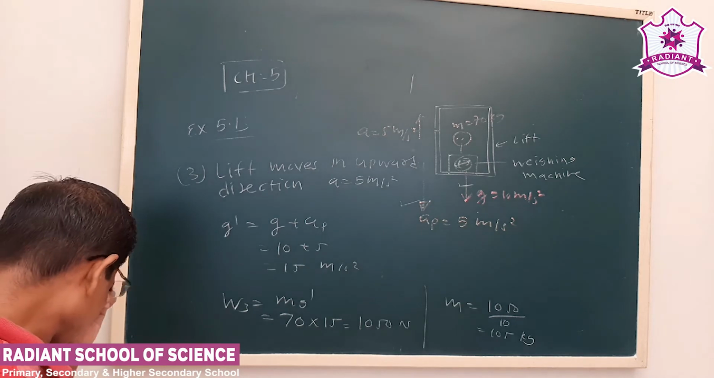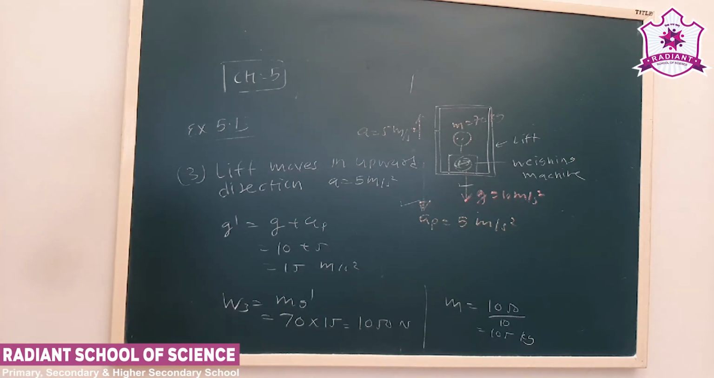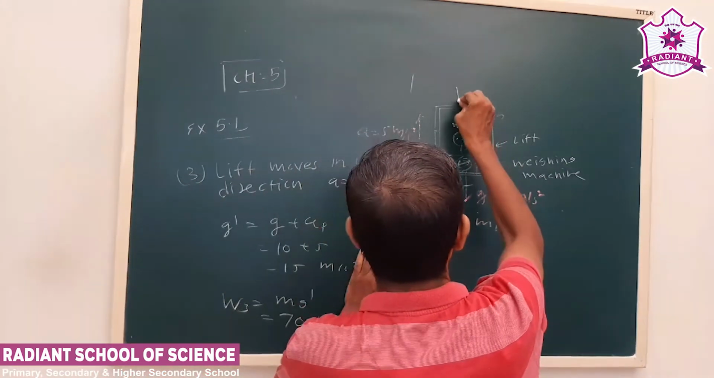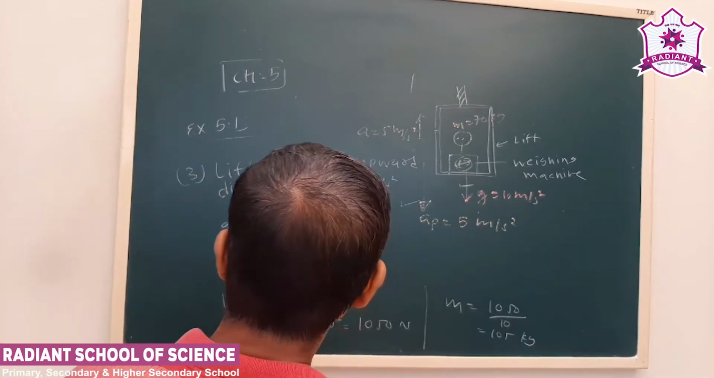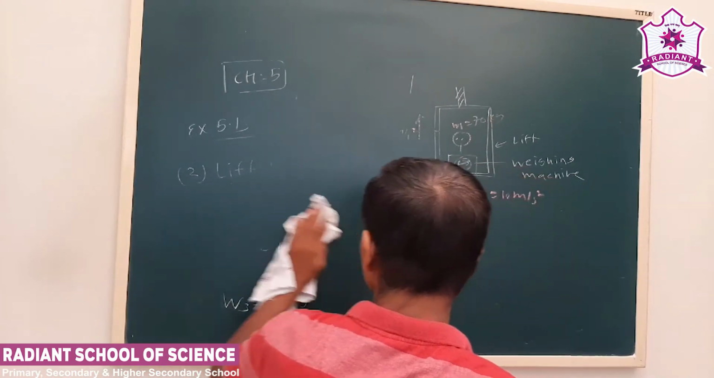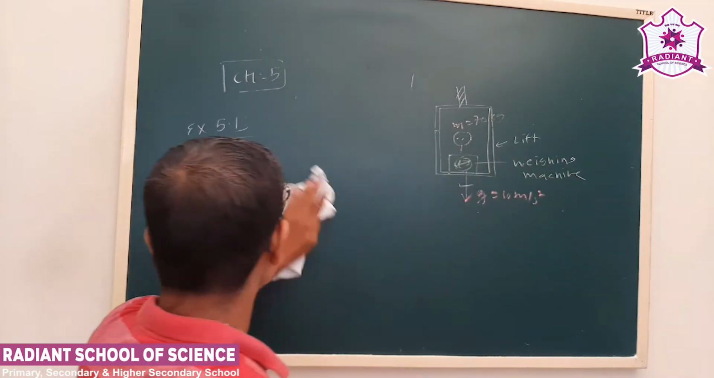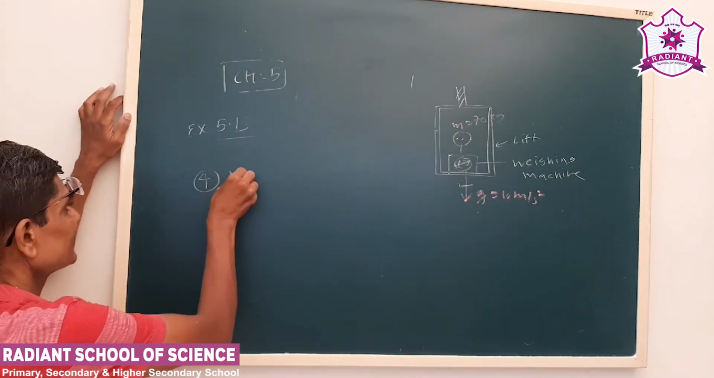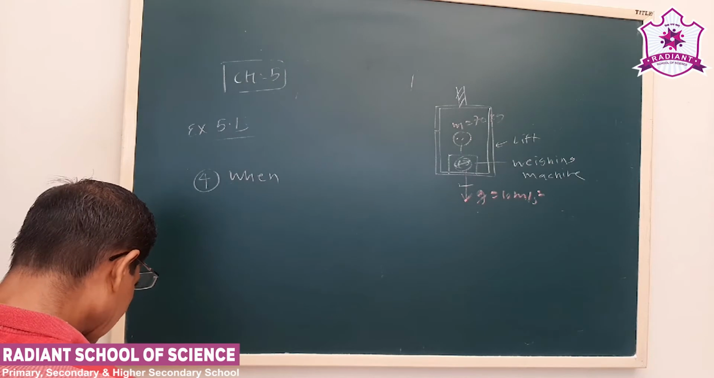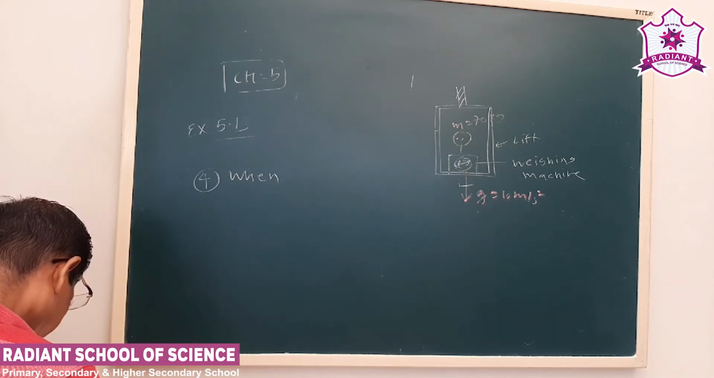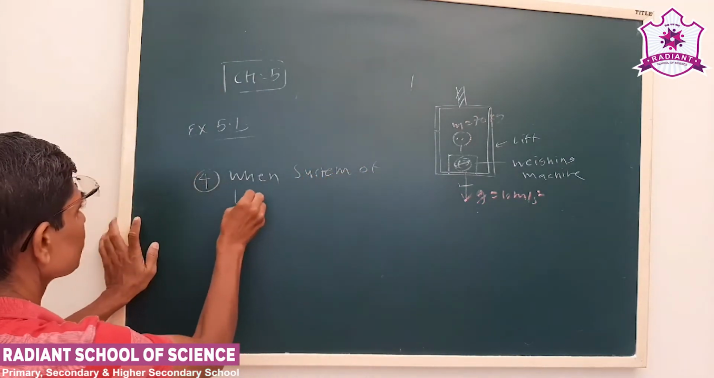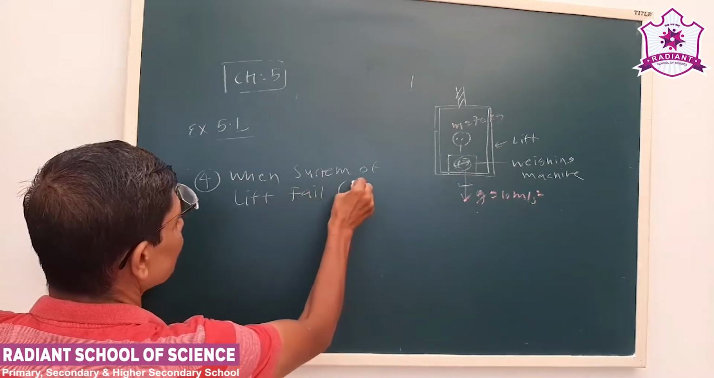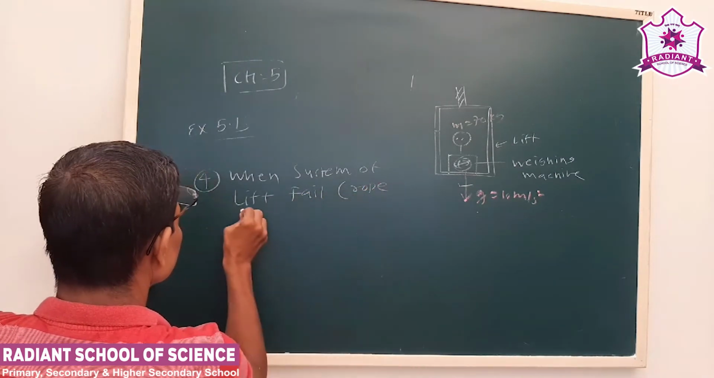Now see the fourth case. Let us say the system of the lift fails. In simple language, all of you have observed that it is connected by a rope or something like this, such an arrangement. Many types of mechanical lifts you have seen. It is connected with a rope like this. So the fourth case, when the system of the lift breaks, let us say the rope or a cable breaks.